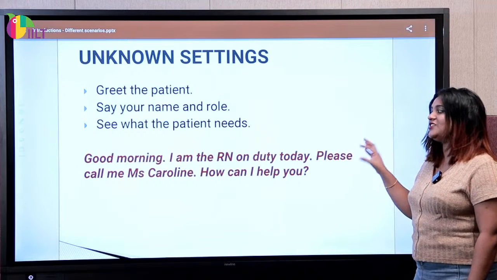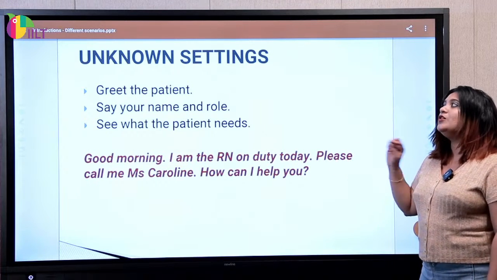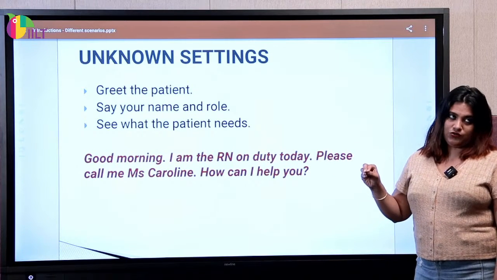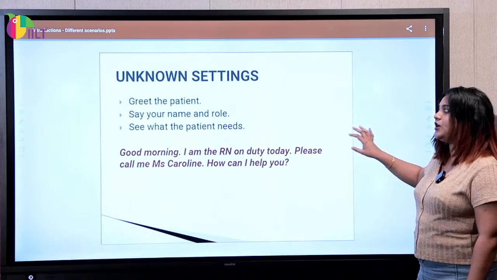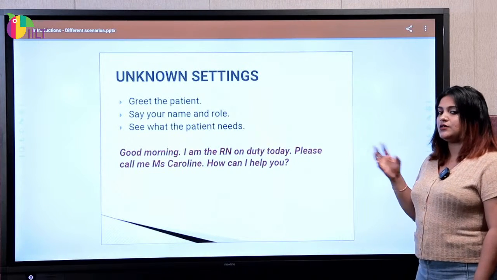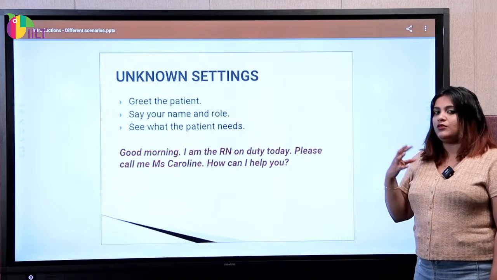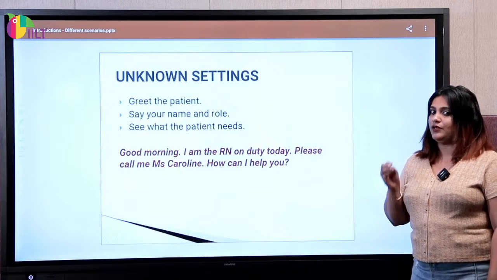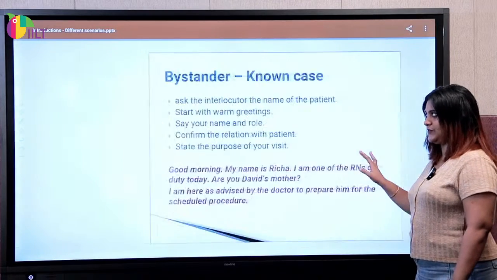Okay, so this is just a demo of it. This is how you can follow to do unknown settings. So I hope known and unknown settings, the most common and popular types of settings, are clear for you guys. Okay, just follow the steps.